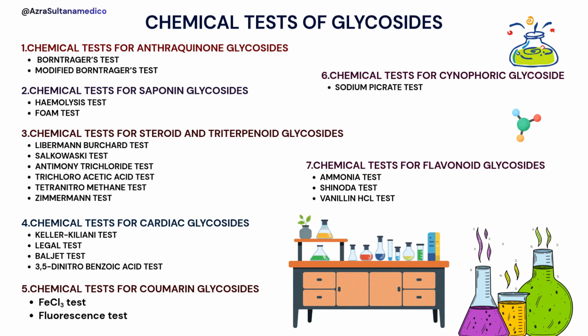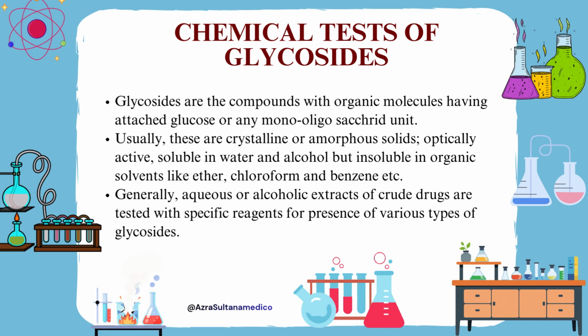4. Chemical tests for cardiac glycosides: Keller-Kiliani test, Legal test, Baljet test, 3,5-dinitrobenzoic acid test. 5. Chemical tests for coumarin glycosides: Ferric chloride test, Fluorescence test. 6. Chemical tests for cyanophoric glycosides: Sodium picrate test. 7. Chemical tests for flavonoid glycosides: Ammonia test, Shinoda test, Vanillin HCl test.